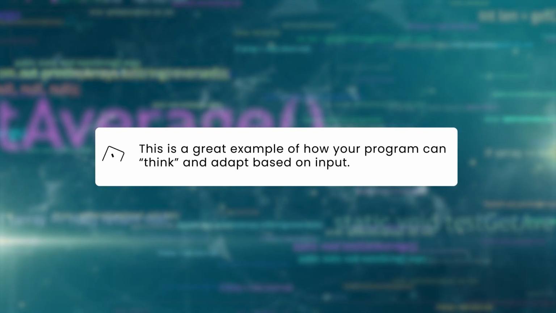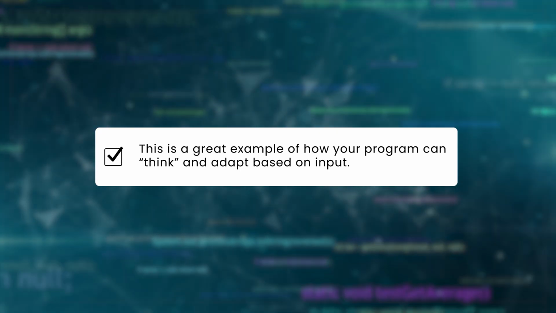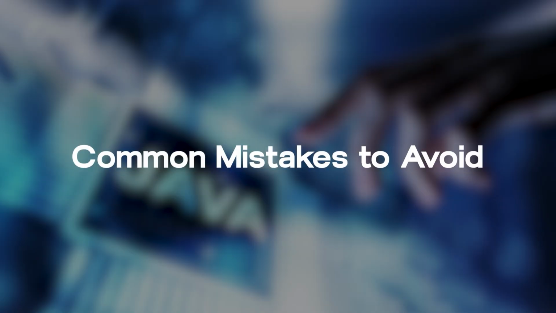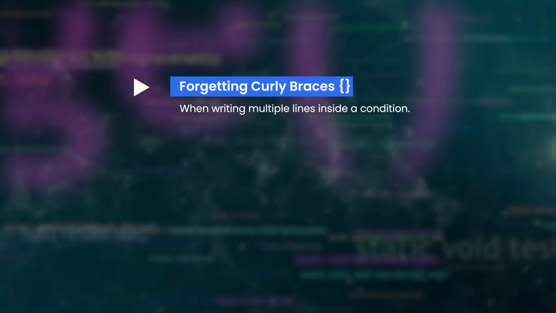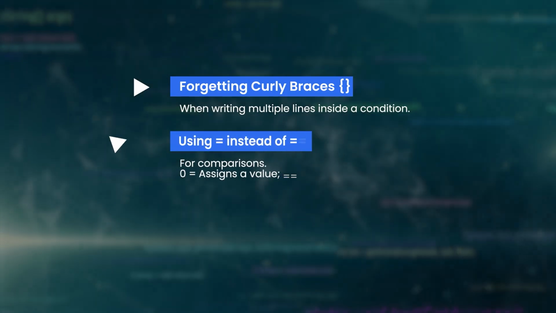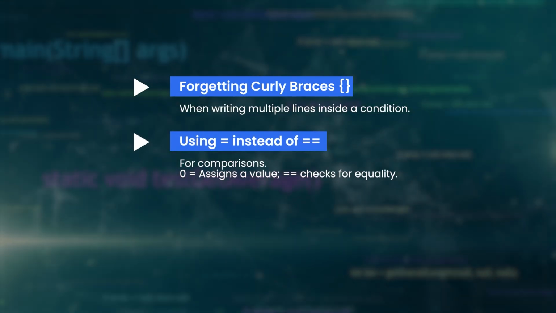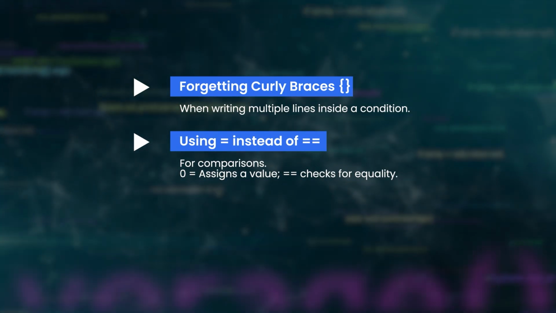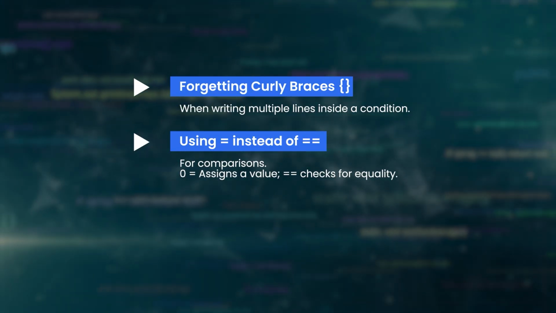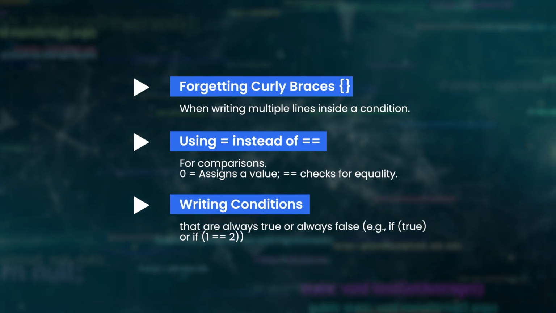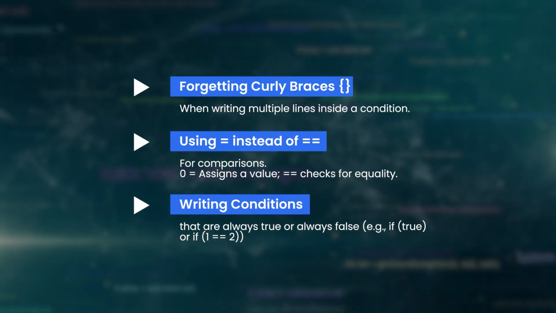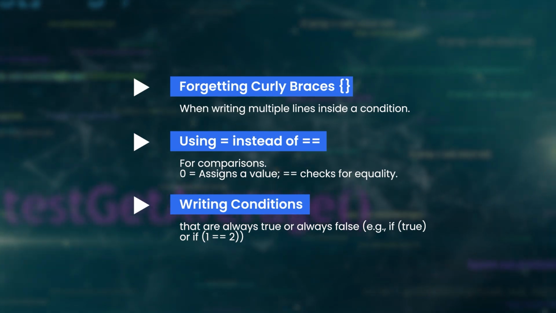This is a great example of how your program can think and adapt based on input. Common mistakes to avoid: forgetting curly braces when writing multiple lines inside a condition, using single equal to sign instead of double equal to sign for comparisons, as single equal to sign assigns a value and double equal to sign checks for equality, writing conditions that are always true or false, for example if true or if 1 is equal to 2.